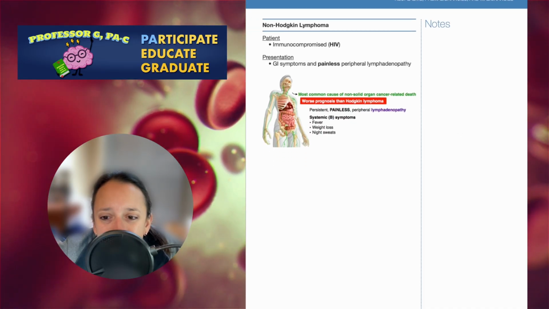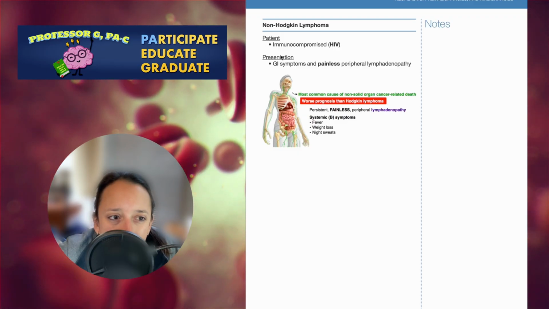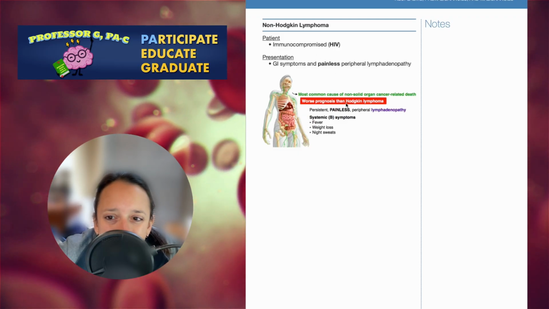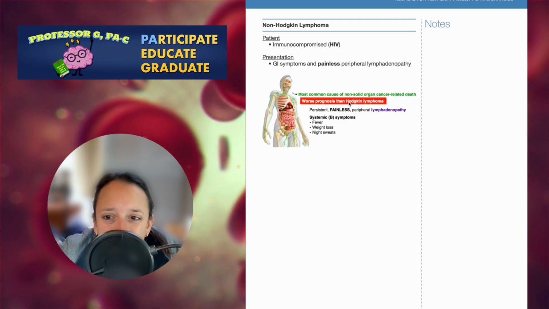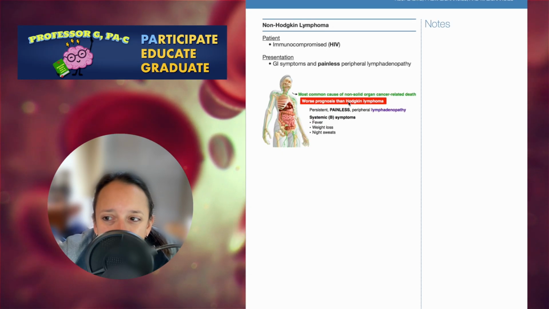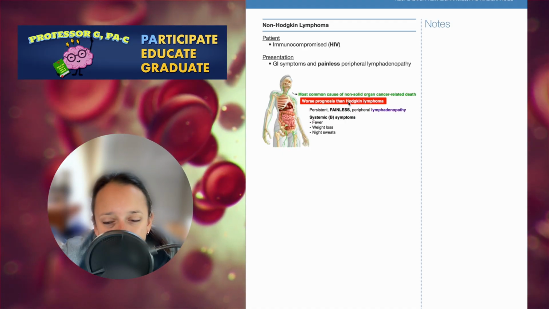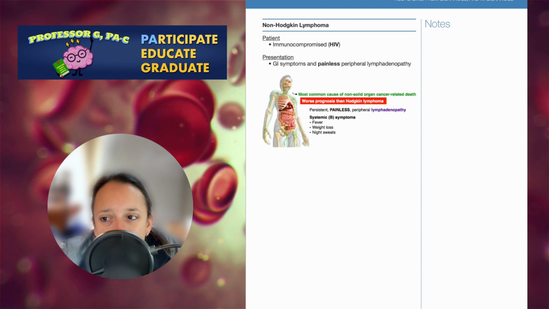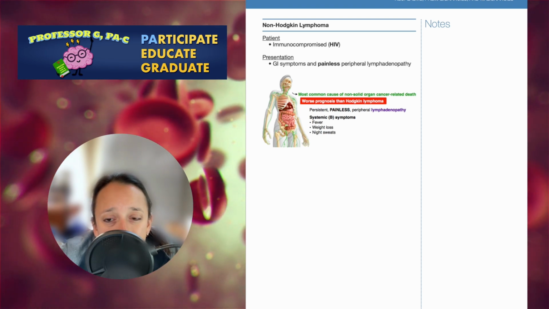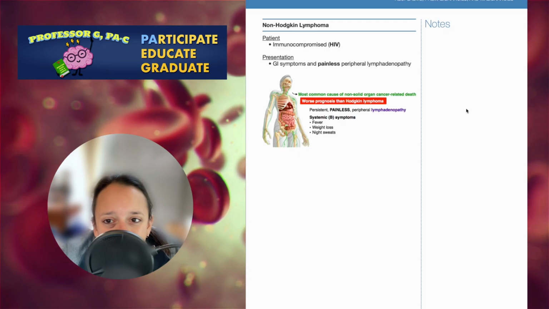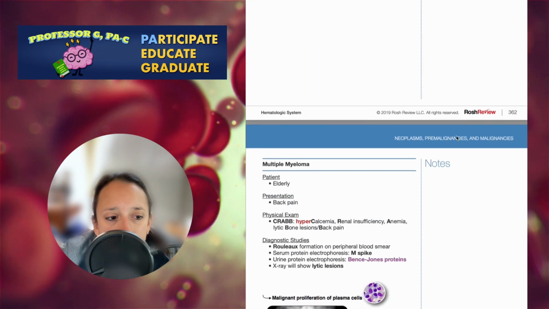As far as treatment or diagnosis, we're going to do an excisional biopsy. Then we're going to try to treat, although the indolent forms we might observe until they become symptomatic, then we might use the rituximab. Aggressive forms, we're going to use the R-CHOP chemotherapy. Prognosis is really variable, it really just depends on the case, but it has a worse prognosis than Hodgkin lymphoma.